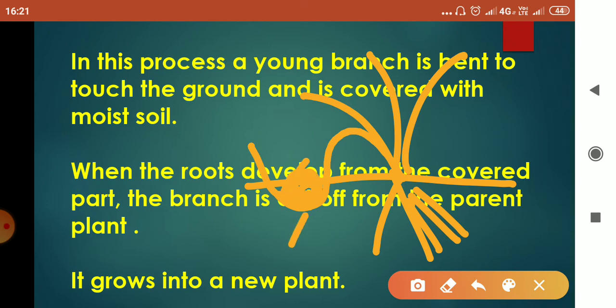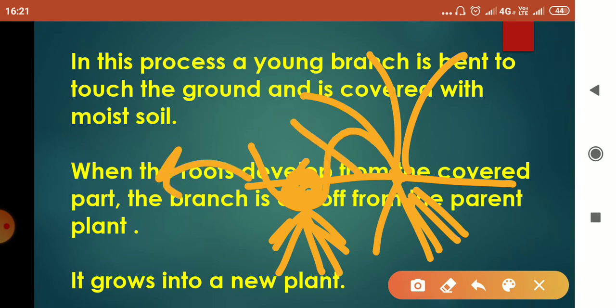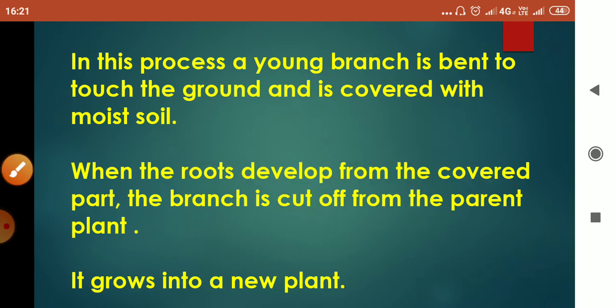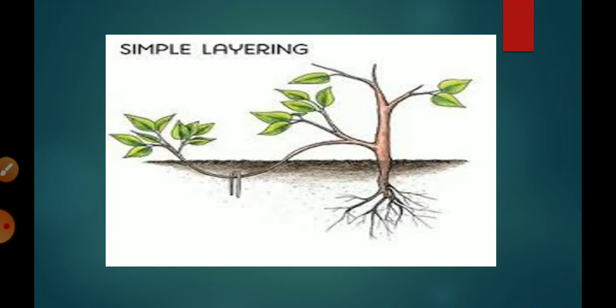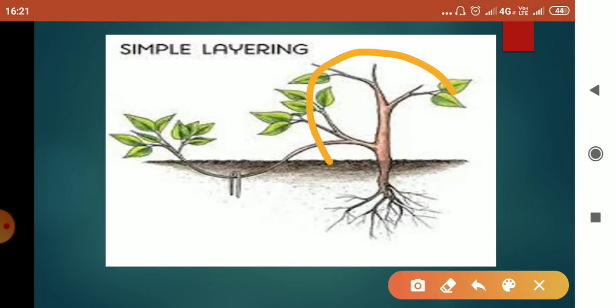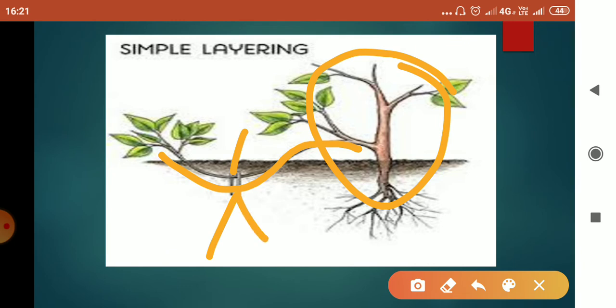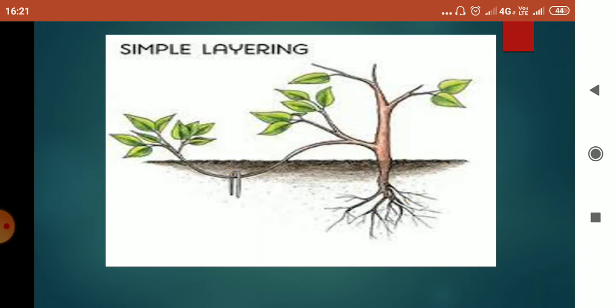After a few days, we will observe that roots start arising from this part, and then we will cut this branch and a new plant will be formed from the old one. So this is how a new plant is formed by layering. We can see this picture also. In this picture, this one is a parent plant, and a branch of this parent plant is bent and covered with the soil. After some days, roots will arise, and then this plant will detach from the main plant. So this is how a new plant arises from layering.